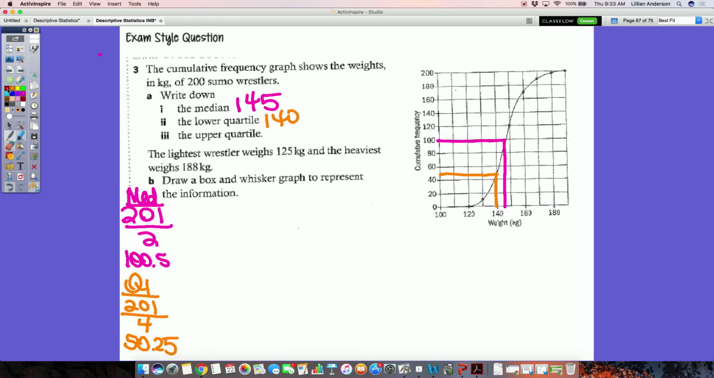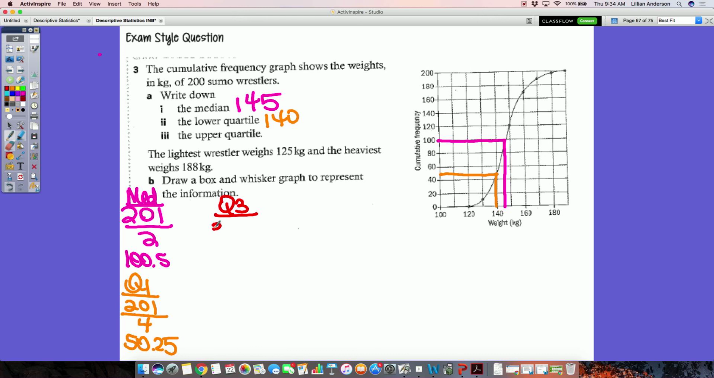Upper quartile. Can we say that in our answer? No. You'll write down your number. The mark scheme will say, okay, if their number falls in between the numbers that it's supposed to be, then they're good.